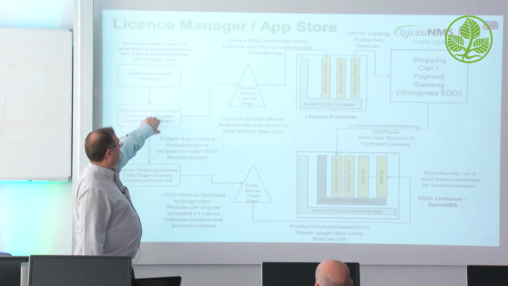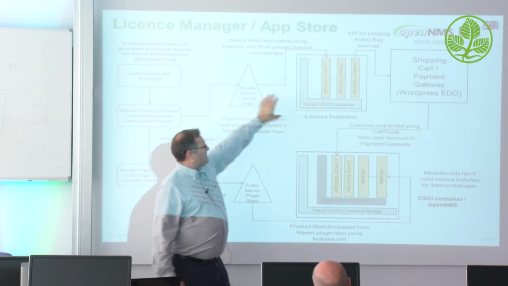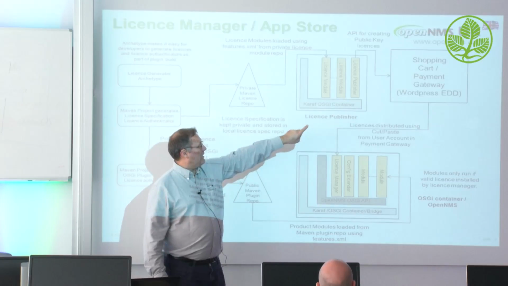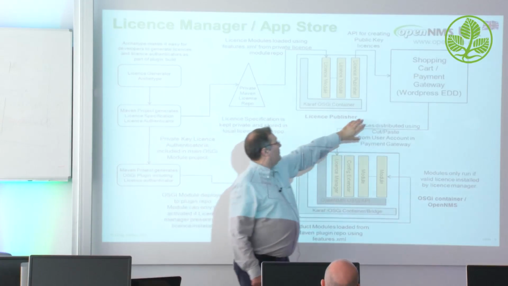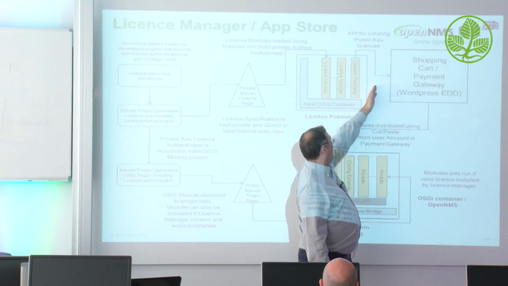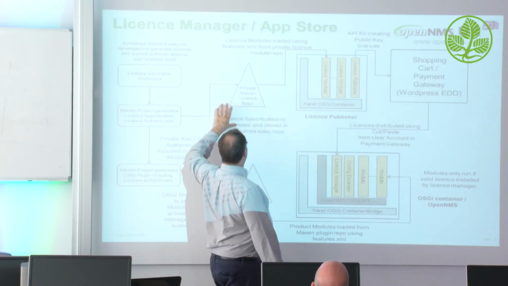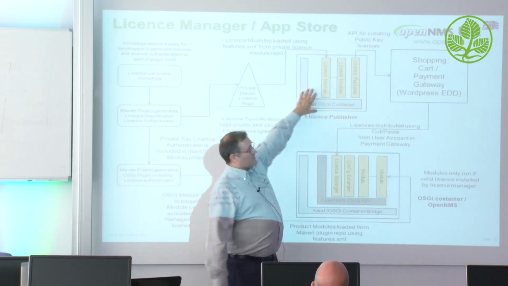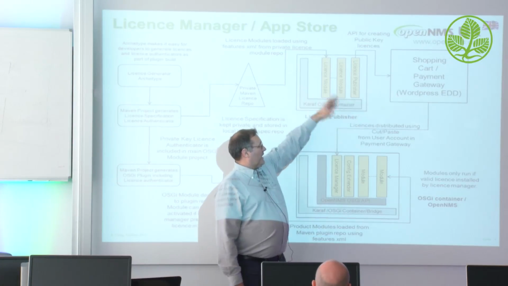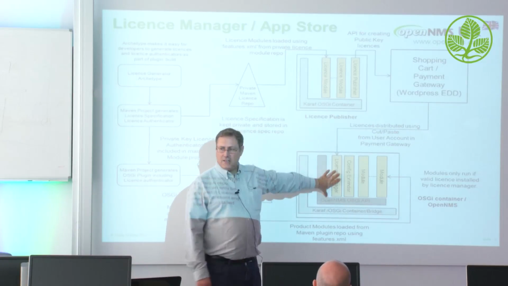Similarly, the specification goes up into a private license repo, which is run against the shopping cart. The shopping cart I've got at the moment is WordPress Easy Digital Downloads, but you could use a different shopping cart if you wanted. There's a REST API that goes to a local OSGI container that contains all of this license generator stuff. The shopping cart basically says, here are the credentials, give me a license, and the license gets returned and goes back to the user who can then install it in their system.